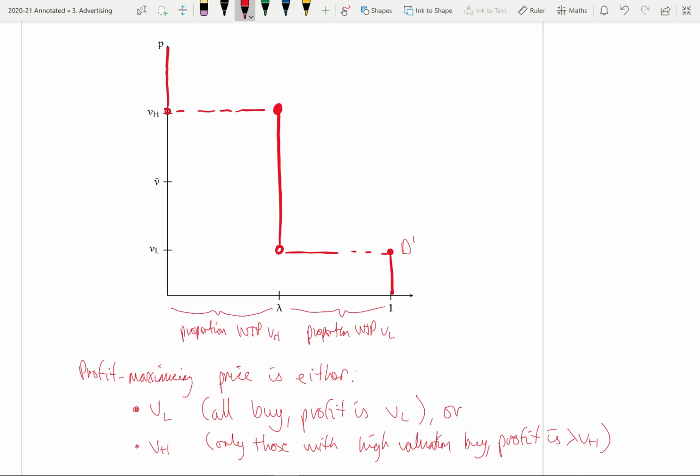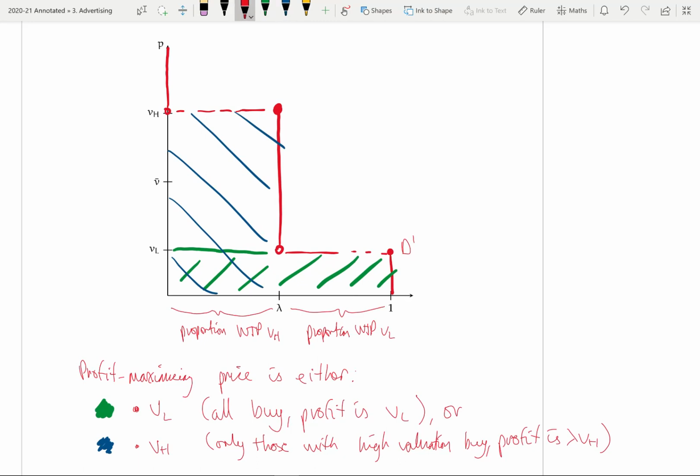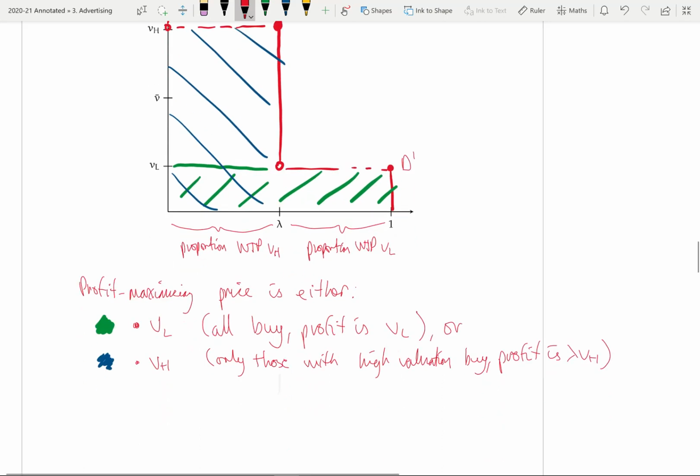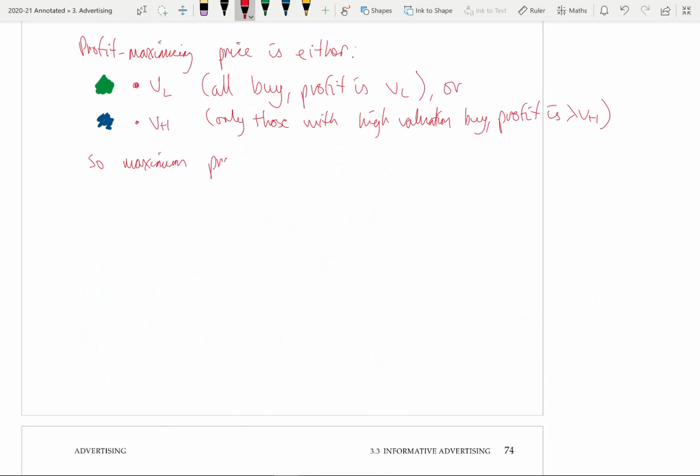If the price is VL, then the profit is going to be the green area, whereas if the price is VH, then the profit is the blue area. And Alice will choose to price at the level that gives the highest profit. So she'll pick a price of VL if the green area is bigger than the blue area, and the price of VH if the blue area is bigger than the green area. So the maximum profit is pi 1, where pi 1 is equal to the maximum of VL and lambda VH.